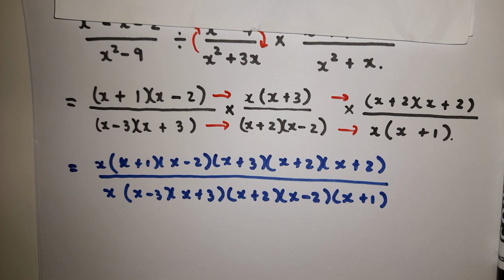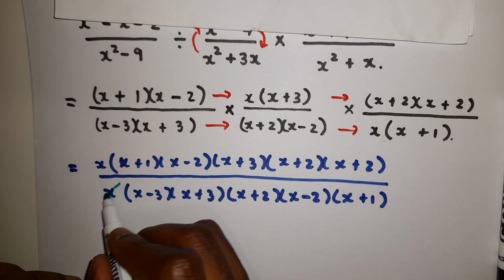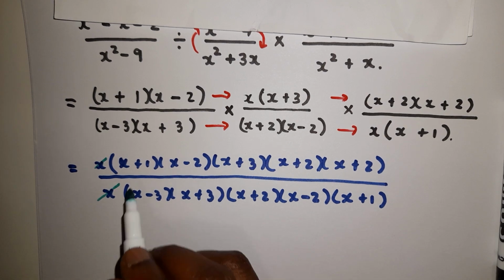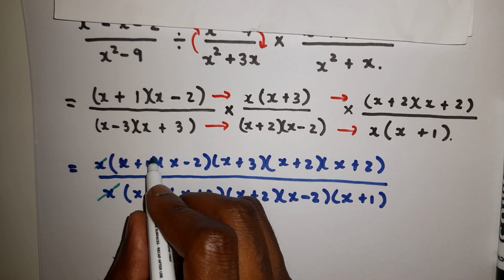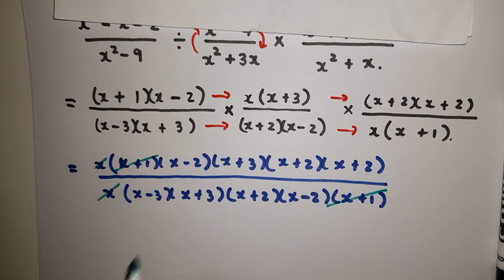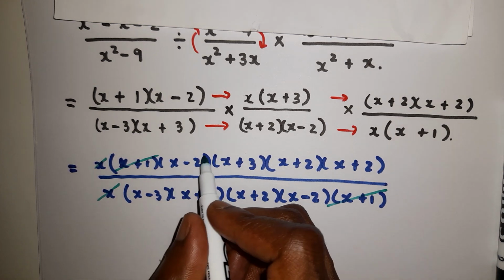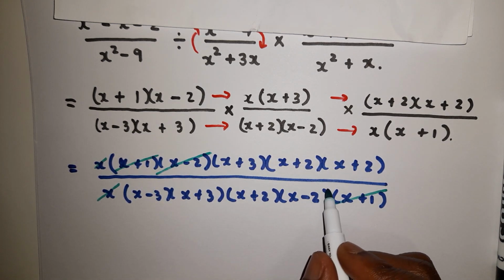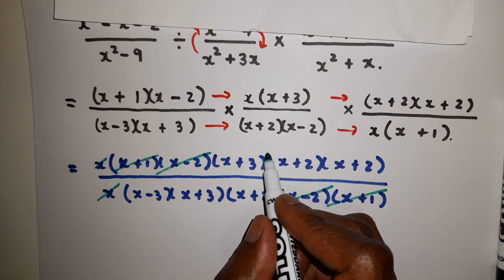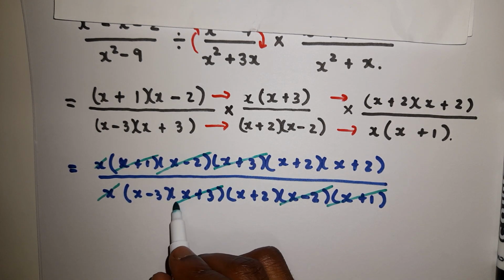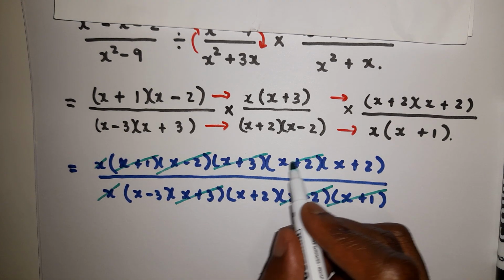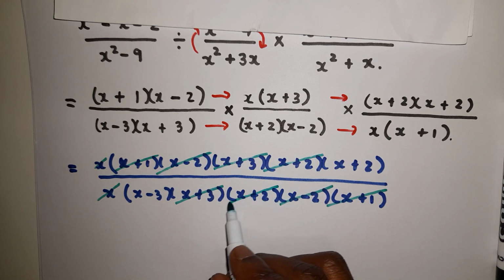So what cancels out in this case? Firstly, this x with this x, they cancel out nicely. Then I go to x plus 1. I see here's an x plus 1. It cancels with this x plus 1 right here. I go to x minus 2. I see an x minus 2 here with this x minus 2 right here. I have an x plus 3. This x plus 3 cancels with this x plus 3 right here. Then I have an x plus 2. This x plus 2 cancels out with this x plus 2.